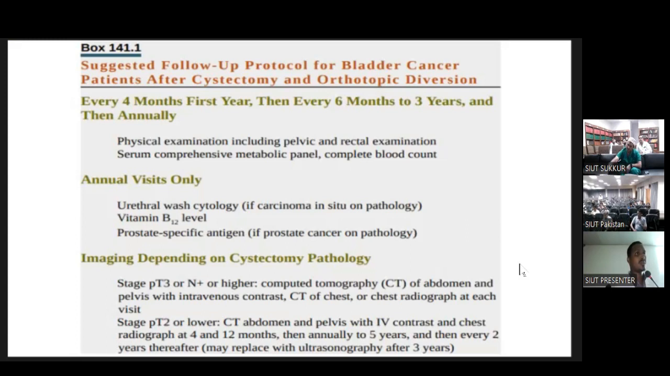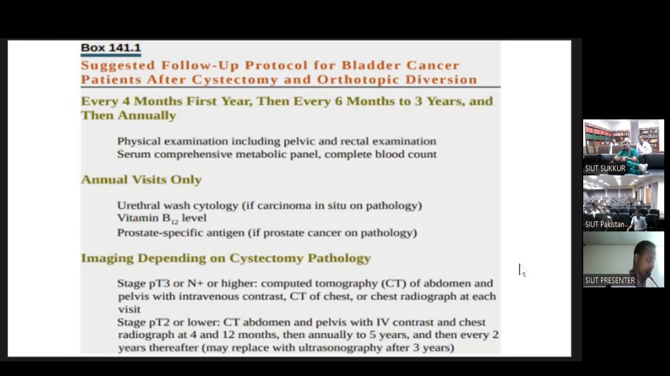Ileal conduit is preferred for those where serum creatinine is more than 2 or eGFR is less than 40. Some people say less than 35 or 30. So in those cases, I think ileal conduit is the preferred diversion, not the continent pouch or orthotopic bladder, I think.